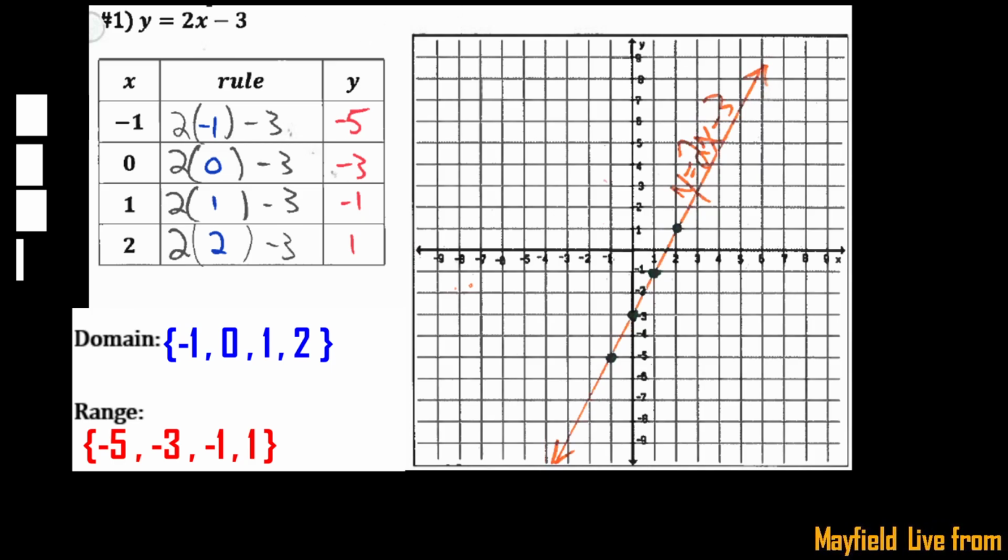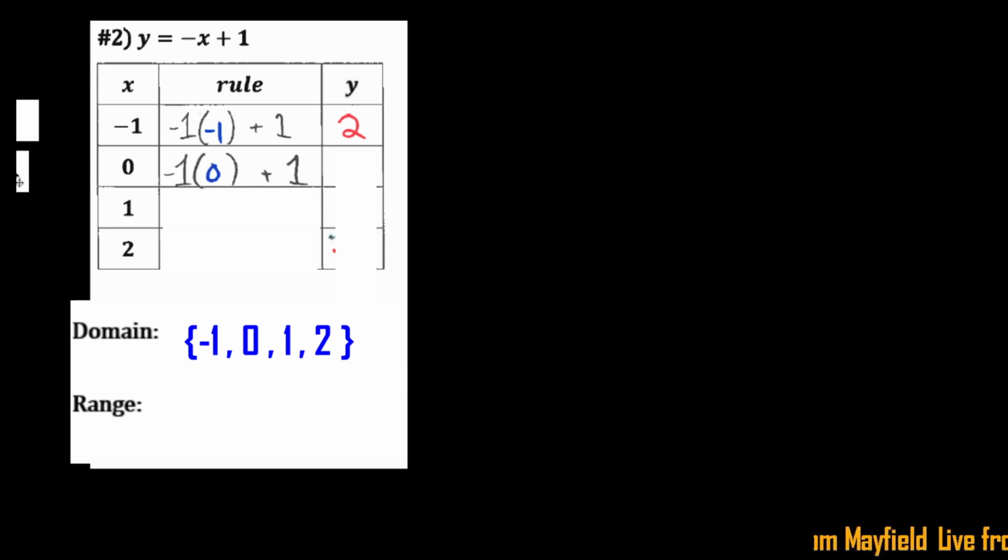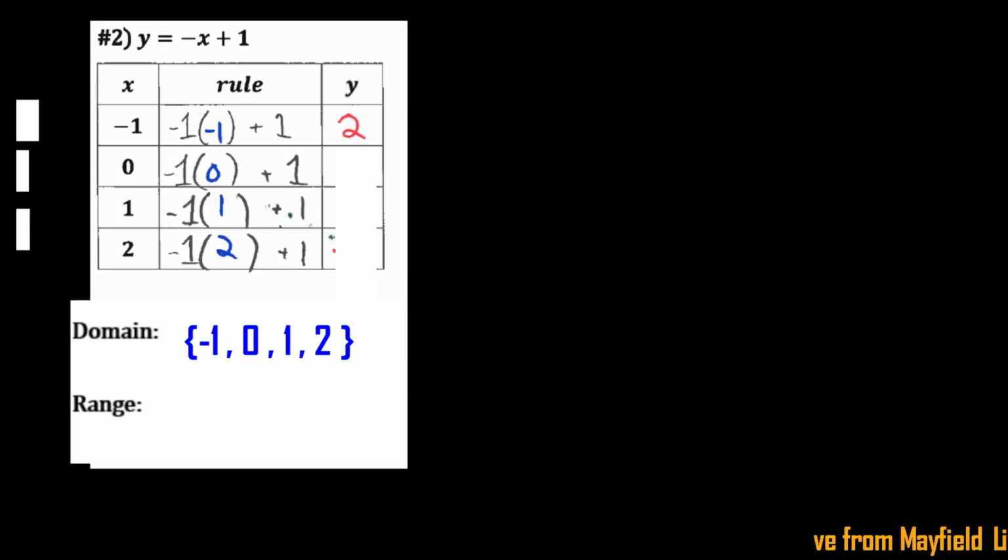Same idea for the second one. Again, our domain is going to be the same, so it's -1, 0, 1, and 2. However, our rule is going to be -1 times our input plus 1. And so that means we have -1 times -1 is a +1. +1 plus 1 is 2. Again, you kind of follow these steps through for any of these values that you have. These form the ordered pairs, and you can have the domain and range.